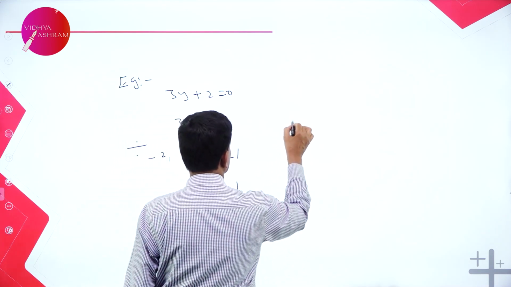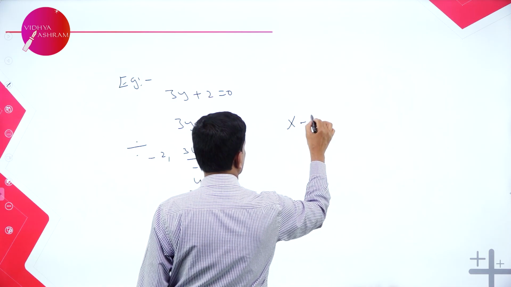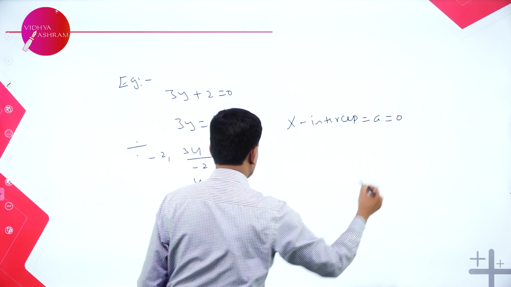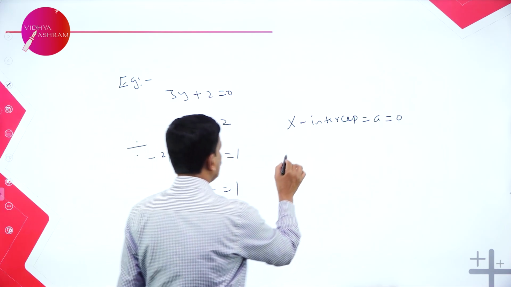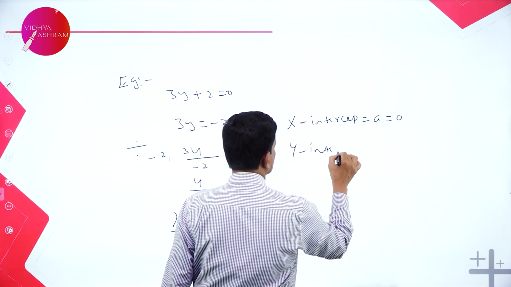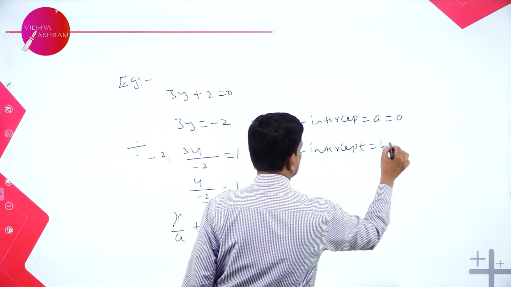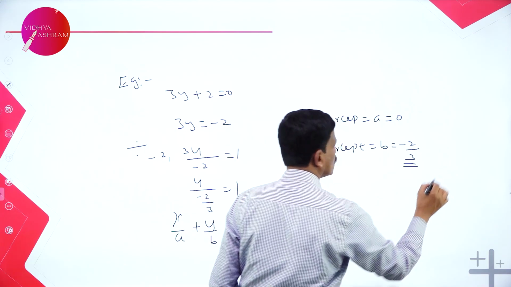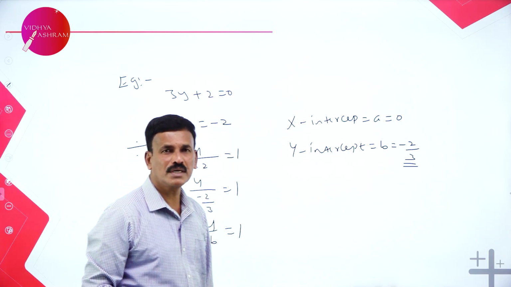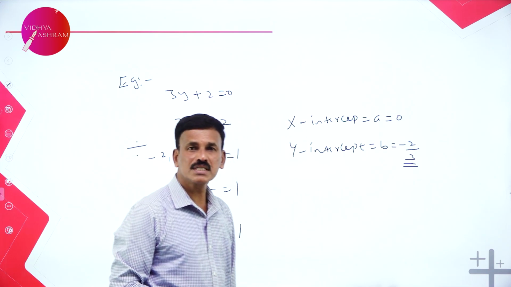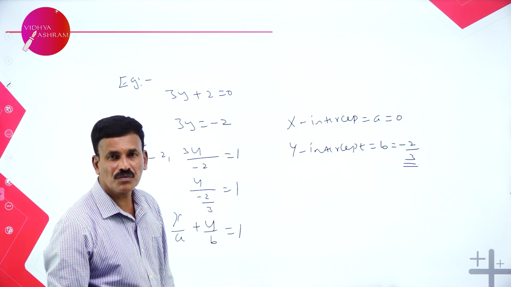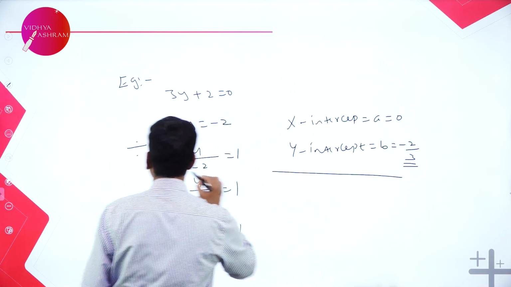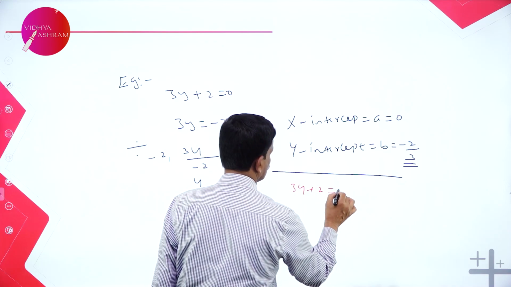So x intercept is a, that is equal to 0, because there is no x intercept and we have only y intercept, that is b. What is y intercept? Minus 2 by 3. That's it. So y intercept is minus 2 by 3. Okay. So there is no x intercept, we have only y intercept. Now to find the slope, convert this. So that is, to find the slope, 3y plus 2 is equal to 0.